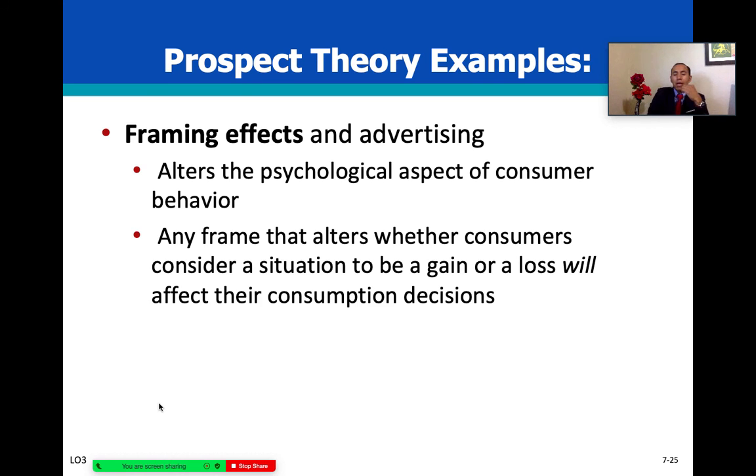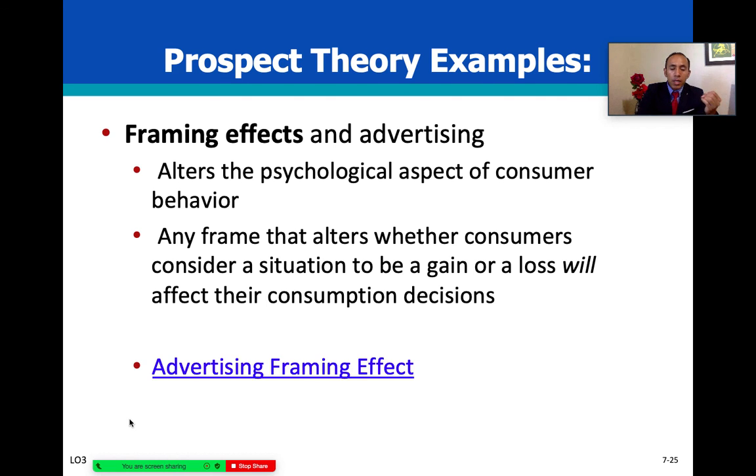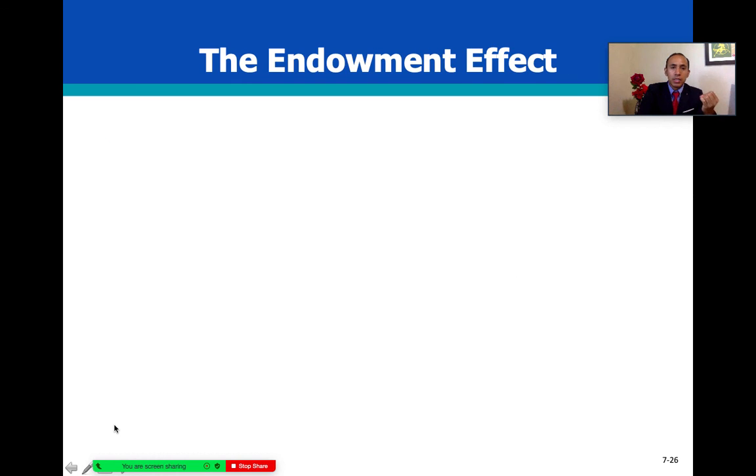So any frame that alters whether consumers consider a situation to be a consumption gain or a consumption loss will affect the consumption decision. And advertisers have used this for years and years. Billboard advertisements, commercial advertising, and nowadays social media platform advertising show how quickly they can frame a consumer. So advertising and the framing effect have an important relationship in terms of consumption.